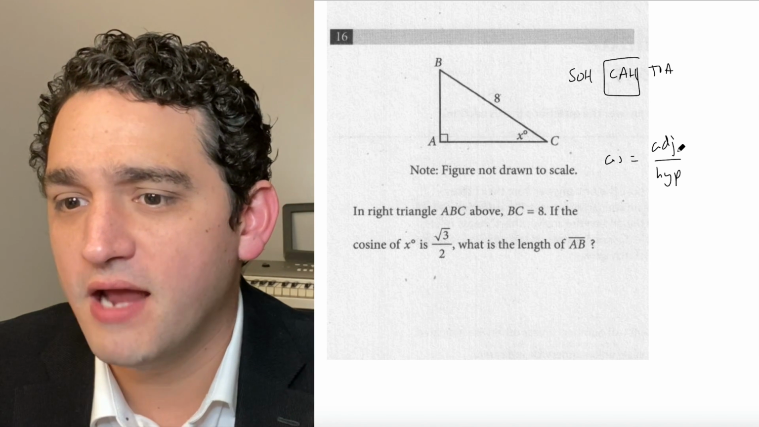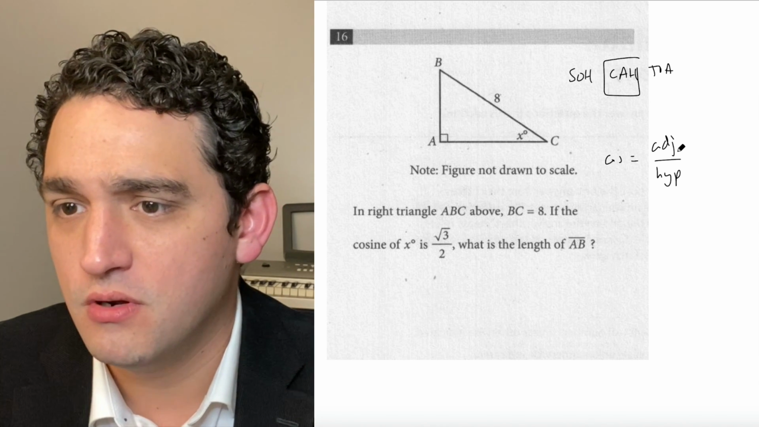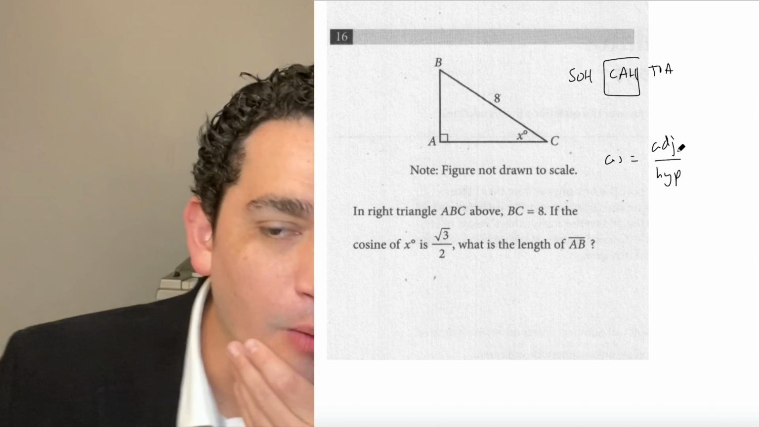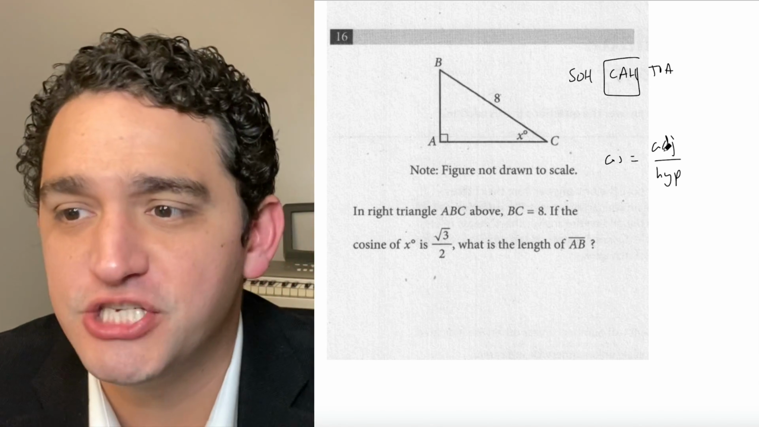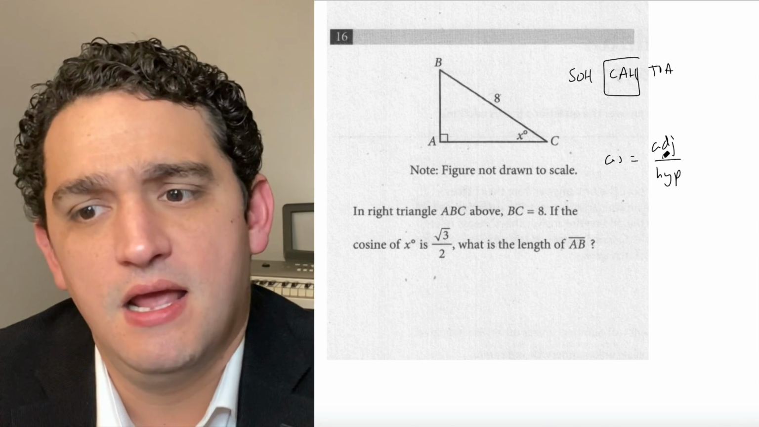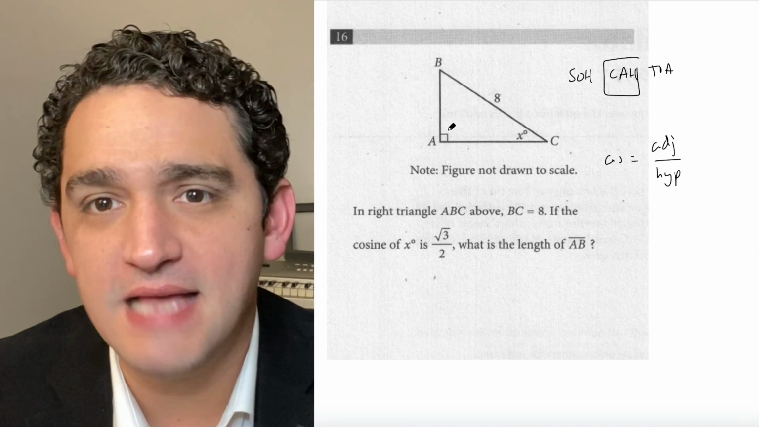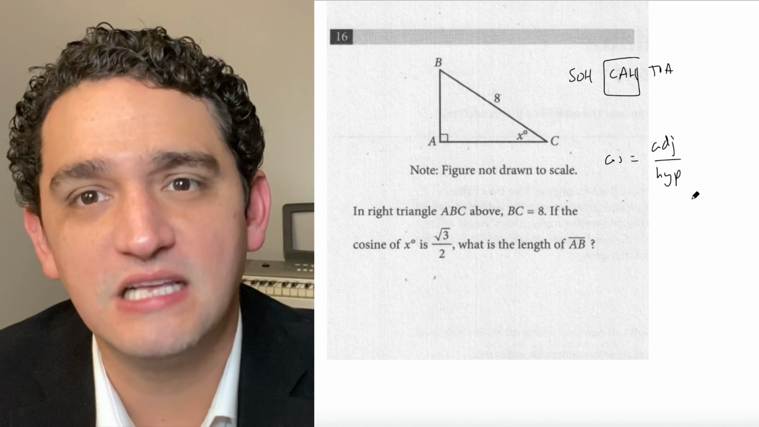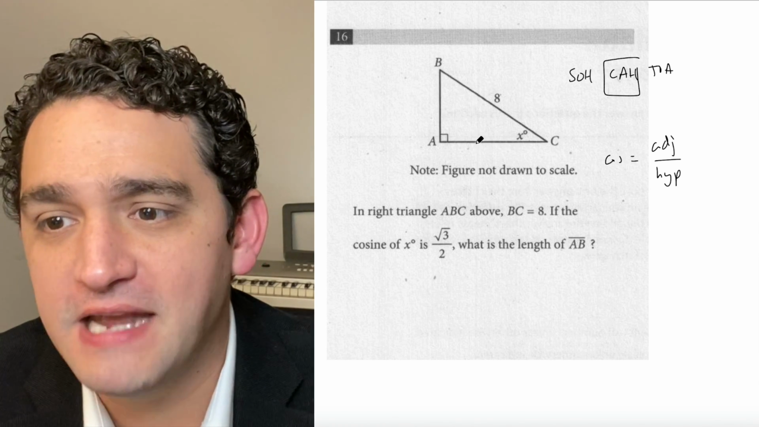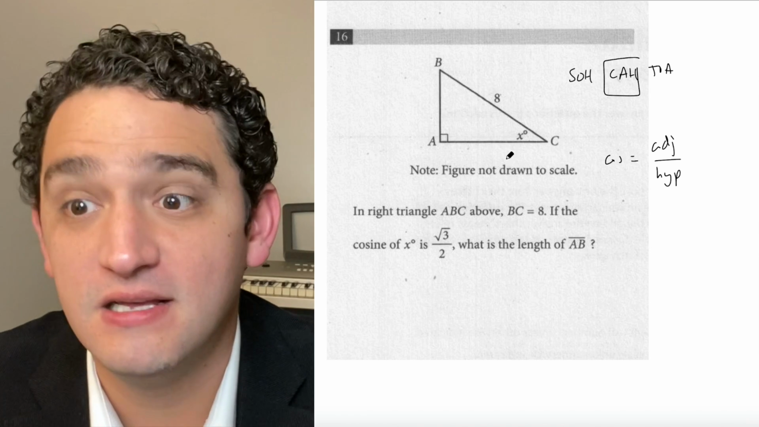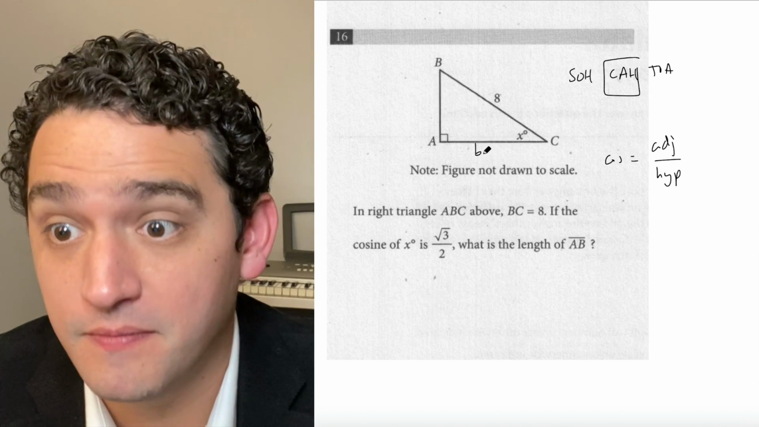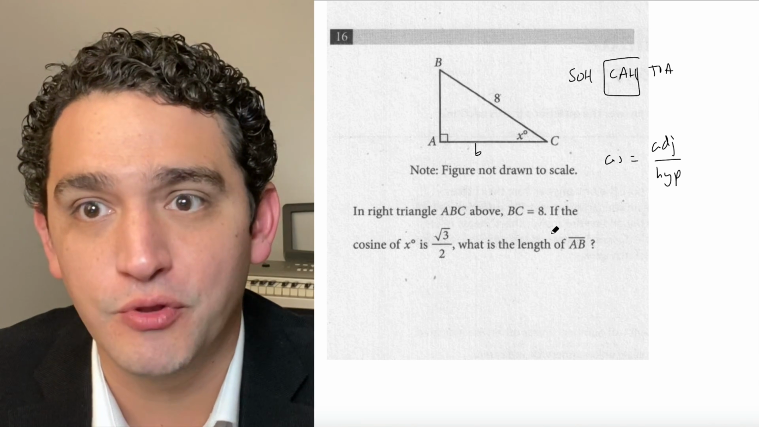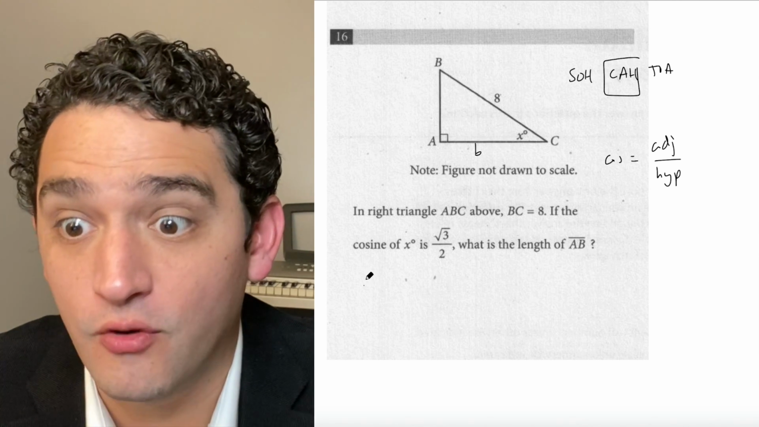If the cosine of x is root 3 over 2, what is the length of AB? Well, unfortunately, that's not going to help us right away because the cosine is the adjacent over the hypotenuse. And well, AB is actually the opposite side, not part of this. So it looks like this is going to be a two-parter. We have to find this side first. Let's label it B. So if we know the cosine of x is root 3 over 2, let's go ahead and write that down.